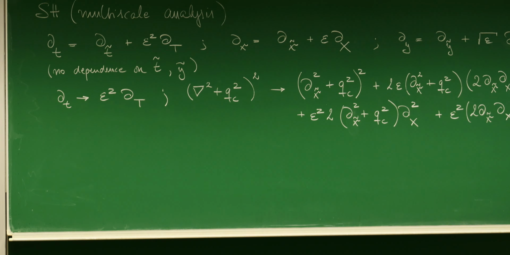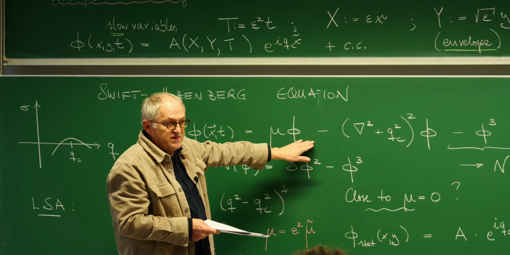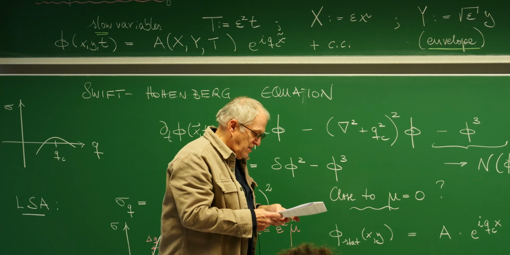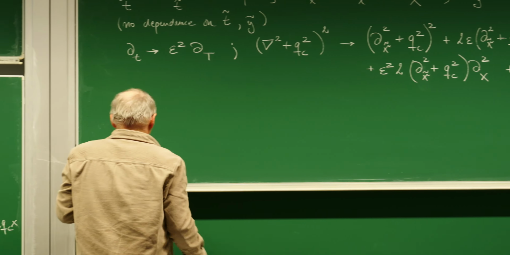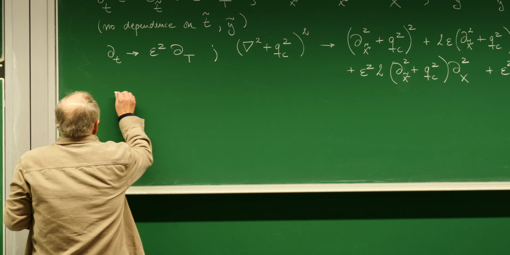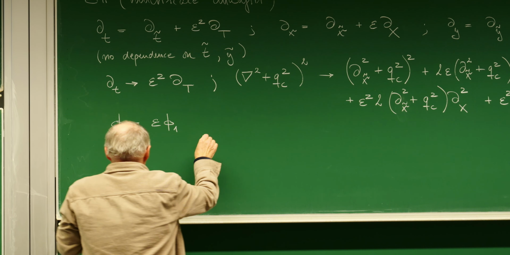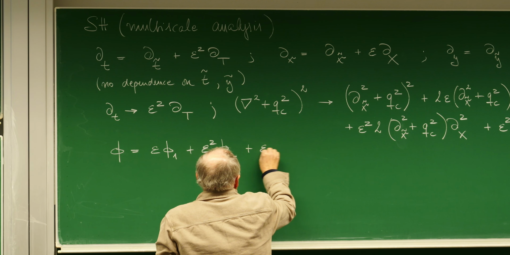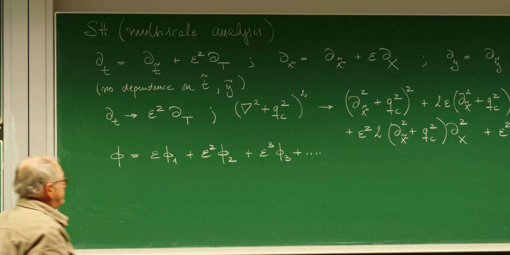And now you have these operators, and what you do is you just insert it, here it is, in this Swift-Hohenberg equation. That's all you do. And as you insert it in, you compare order by order what you do get. What we also do is we write the phi also consistently as epsilon phi 1 plus epsilon squared phi 2 plus epsilon to the third phi 3 plus dot, dot, dot.